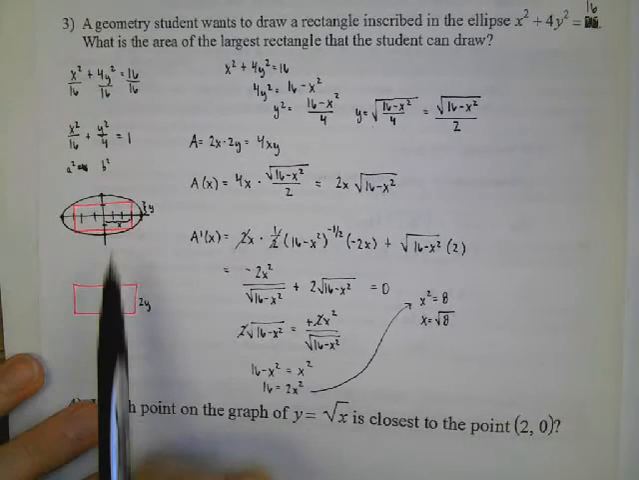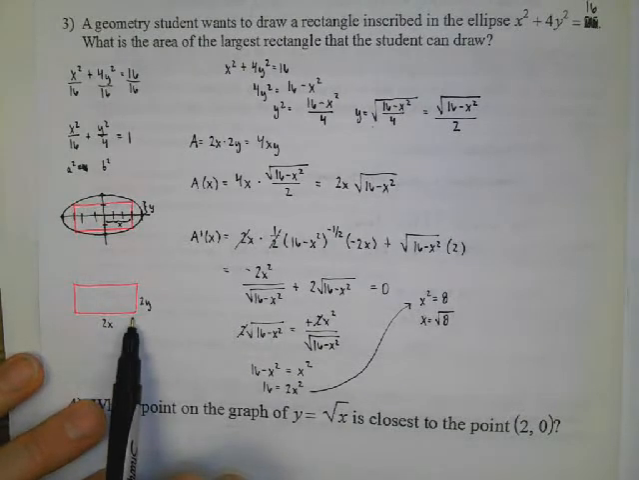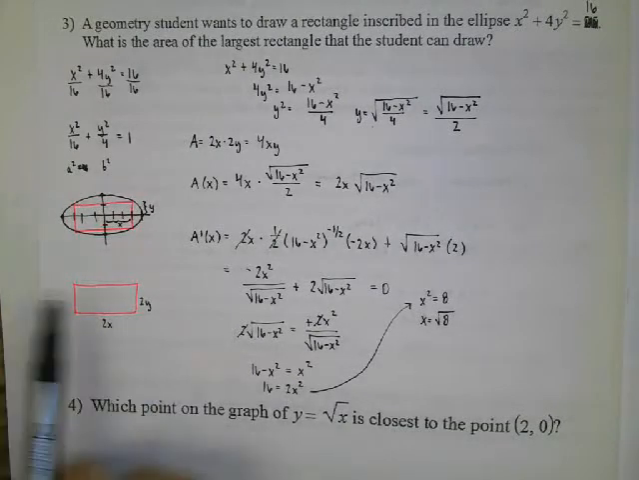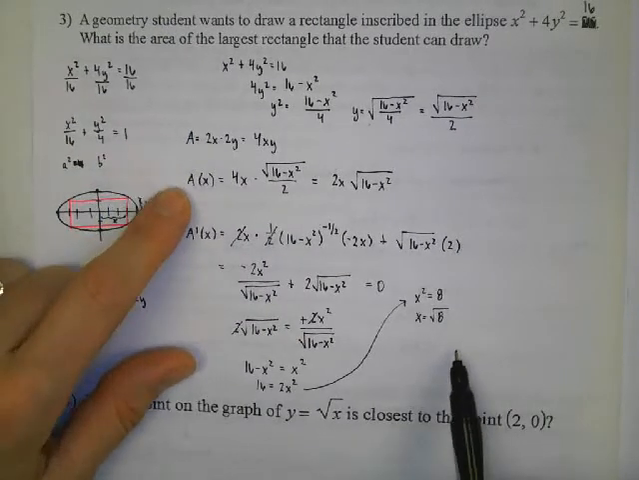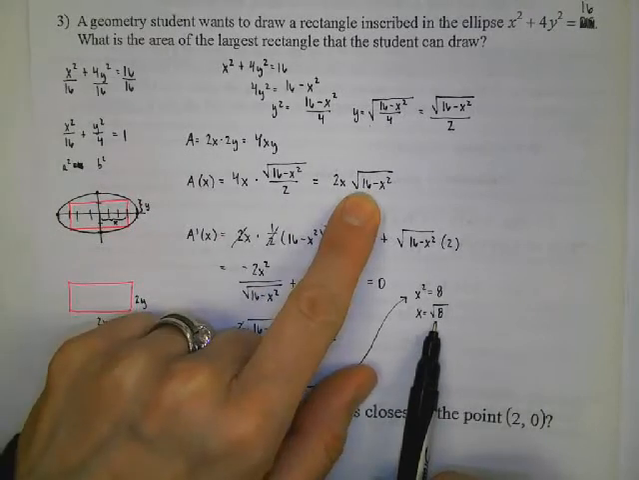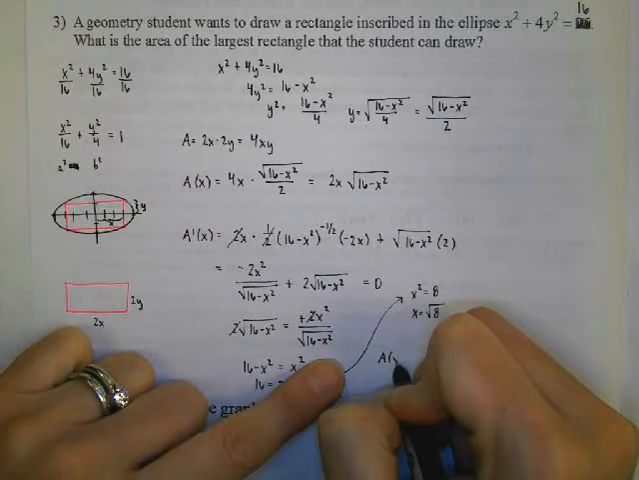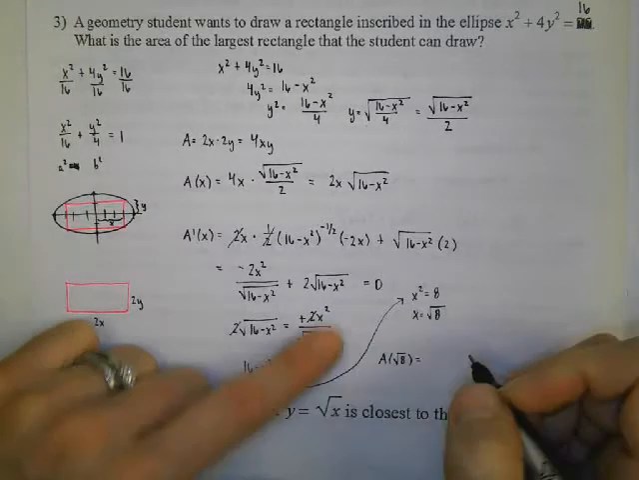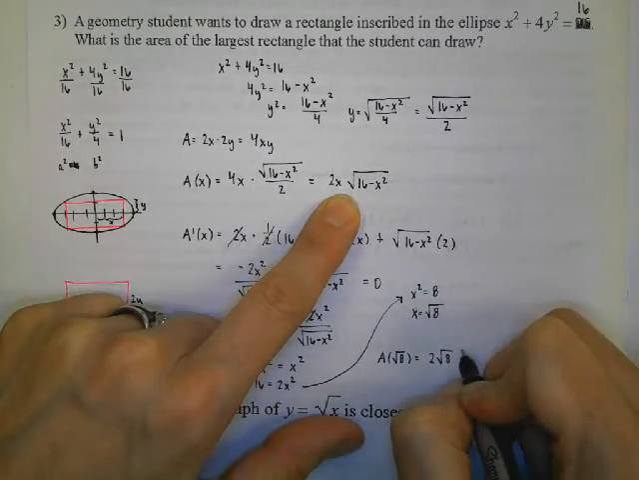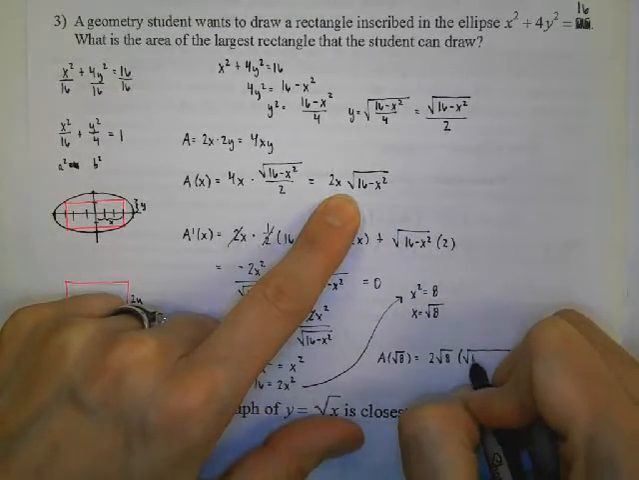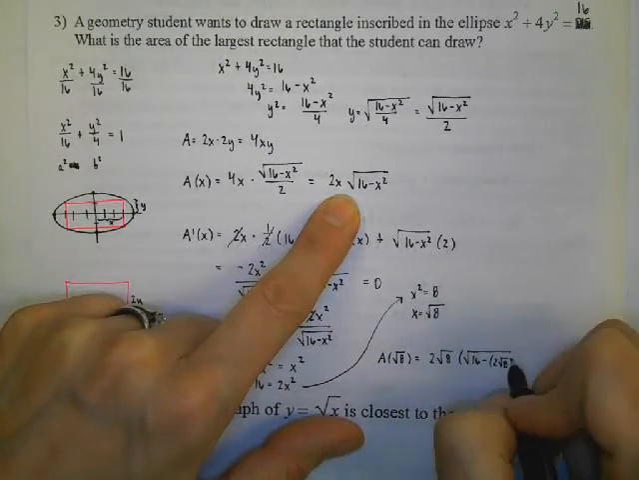Now, that almost gives me the dimension of one of my sides. However, what I'm asked for is to find the area. So I'm going to plug this square root of 8 into my equation for area. So area at the square root of 8 is equal to 2 times the square root of 8 times the square root of 16 minus 2 root 8 squared.